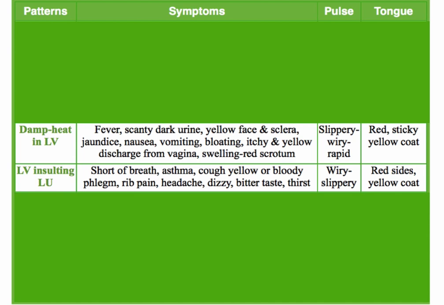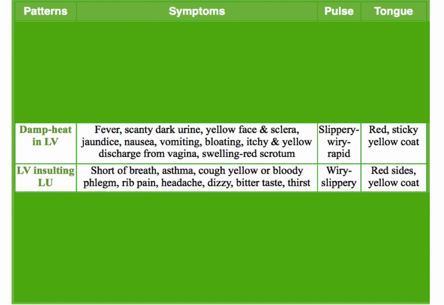So the first one is damp heat in the liver. Let's look first at the dampness and the heat, and then we'll talk about what that means. So damp heat in the liver, the heat, you could see there's fever. Fever is the heat. The person has a red scrotum, if it's a man, of course, a rapid pulse, and a yellow coat on the tongue. So that's all heat.